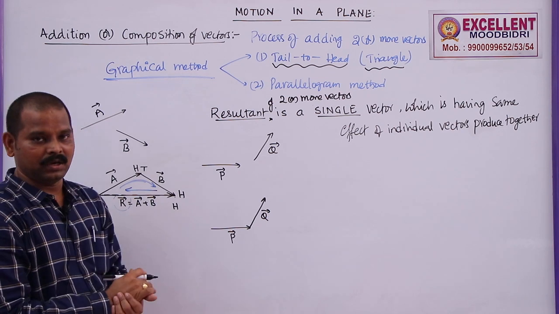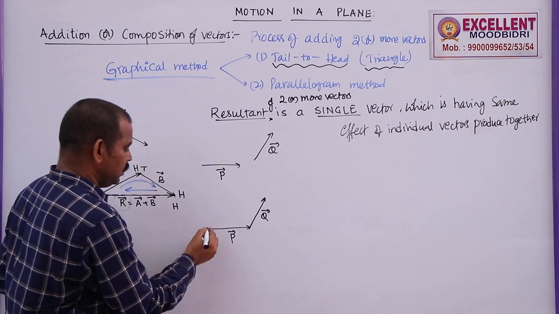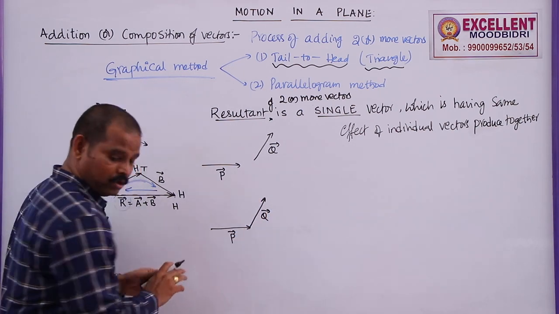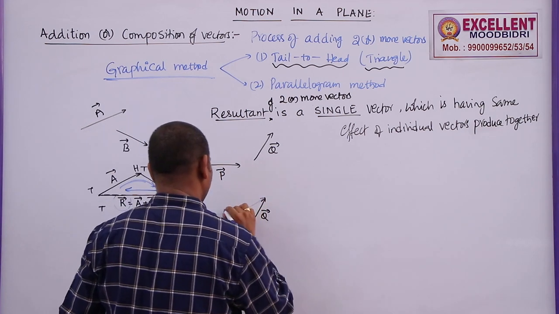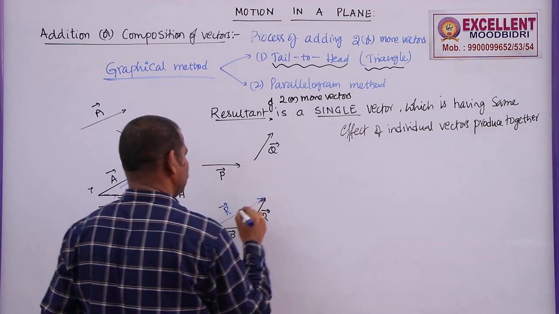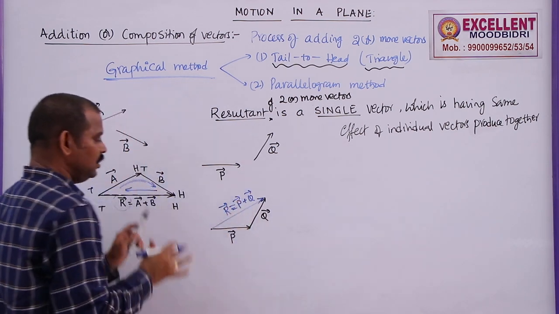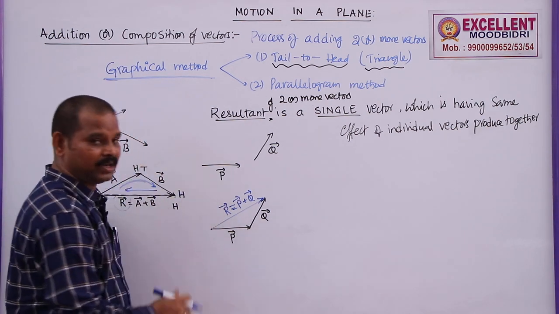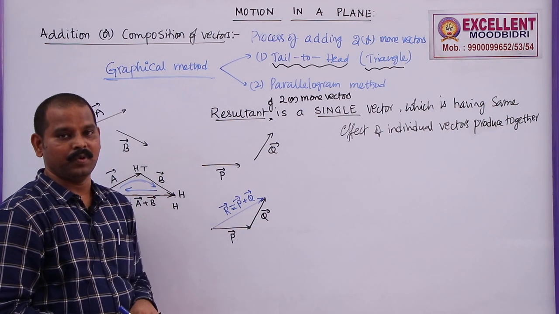So, what is the resultant here? To find the resultant, just join the tail of the first vector with the head of the last vector. If you join these two, you will get a line here. This R bar is given by P bar plus Q bar. This is called the graphical method. In this graphical method, by observing this diagram itself, we can say that R bar is greater than P bar as well as Q bar.